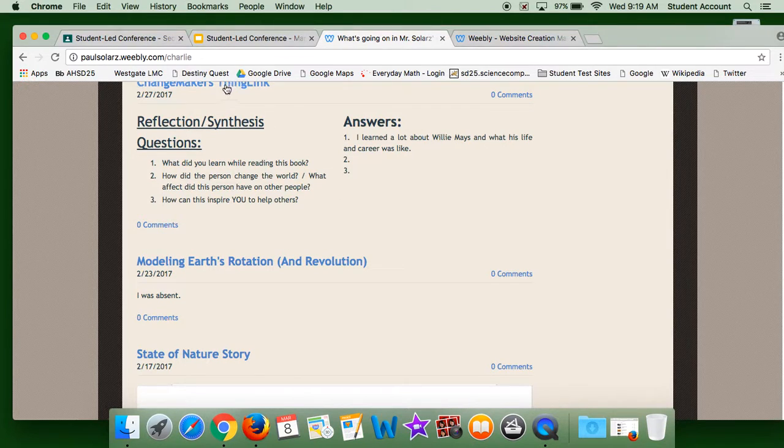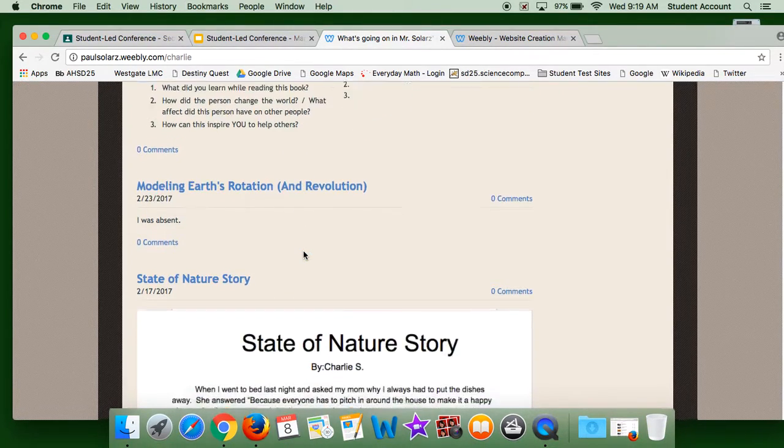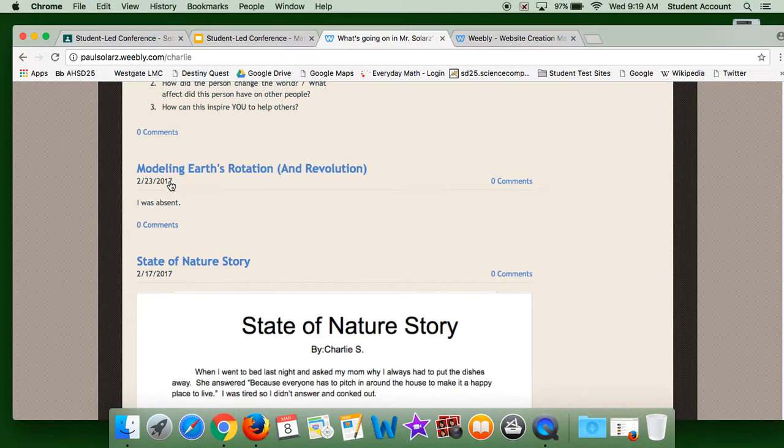This we're not doing yet. So modeling Earth's rotation and revolution, I wasn't here.